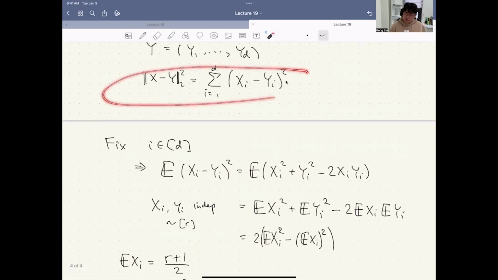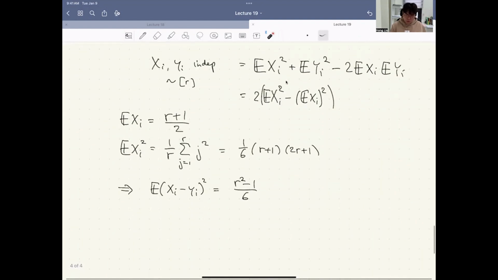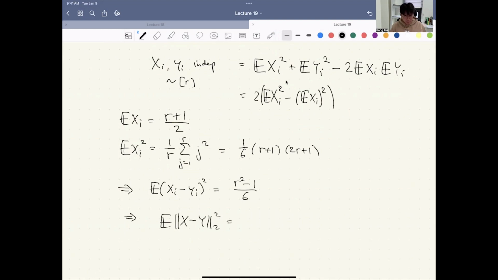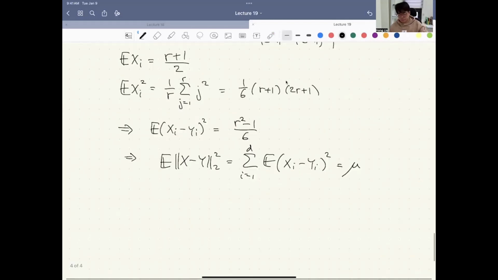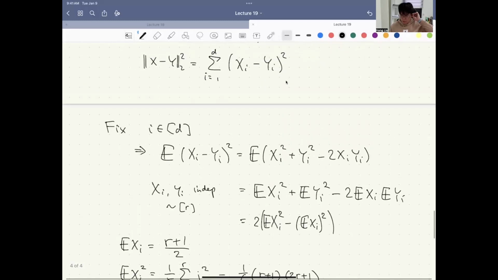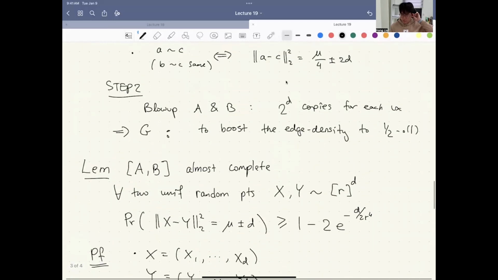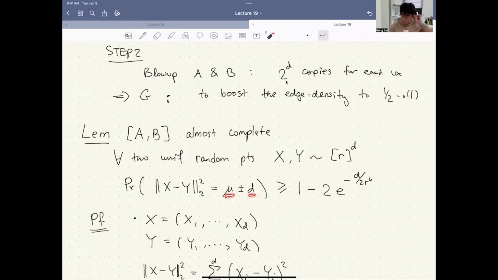Now this is for one coordinate. Using linearity of expectation, this implies the expected value of x minus y squared equals the sum over i from 1 to d of the expected value of xi minus yi squared, which equals mu. Good. So this is the expectation, plus or minus an error term.